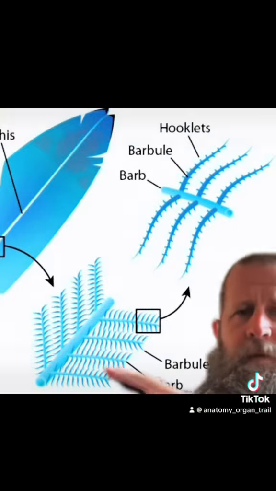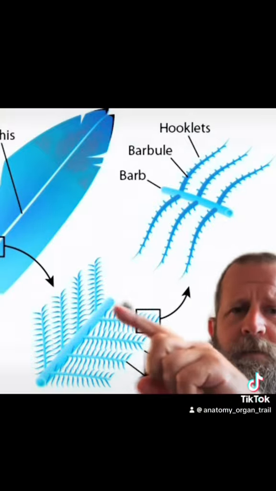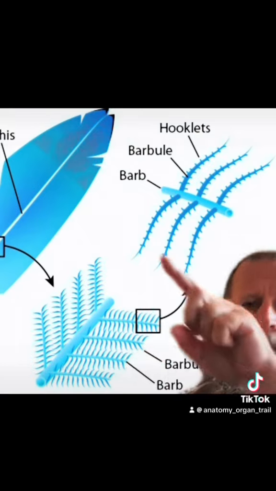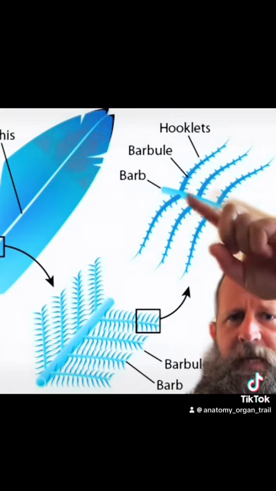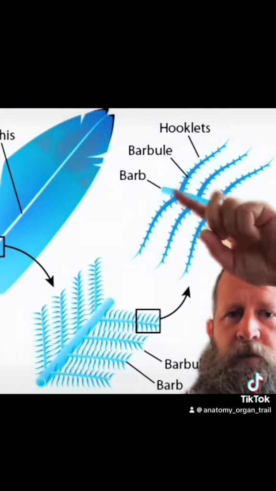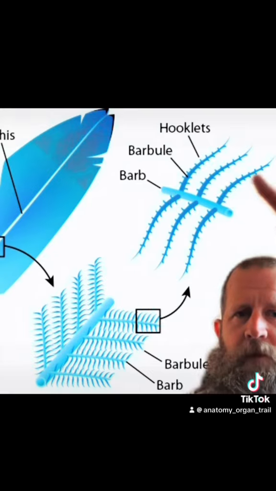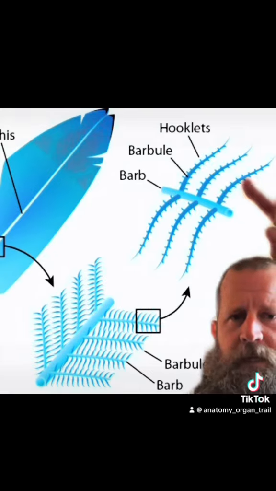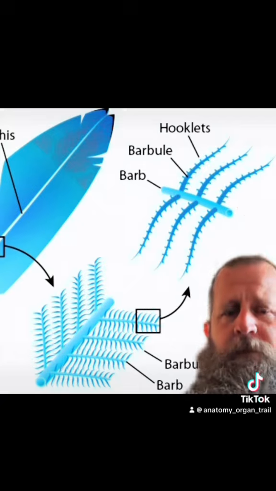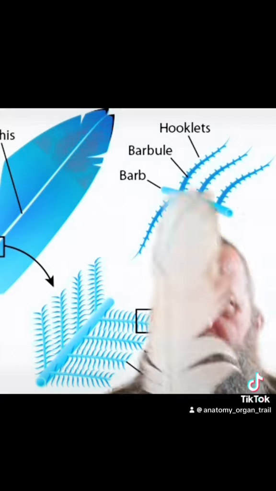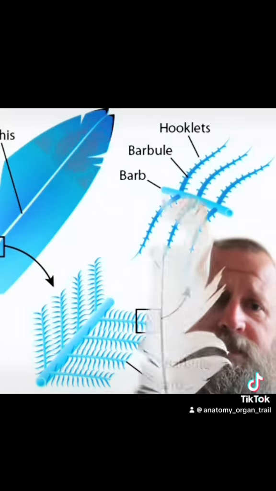All right, so here we can see the rachis, and here we have the barbs coming out, and you can see the little barbules coming off of it. But if we zoom in, here's that individual barb. That's the portion that comes off of the rachis. And then you have the barbule coming off of that. And then see there are these tiny little projections that come off the barbule. And those are the hooklets. So that's actually what allows the feather to stay together.